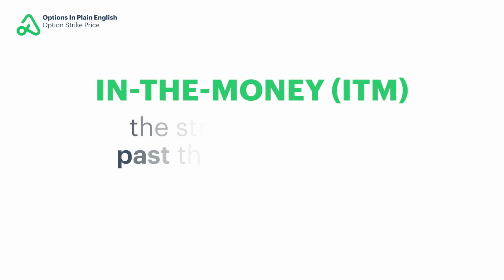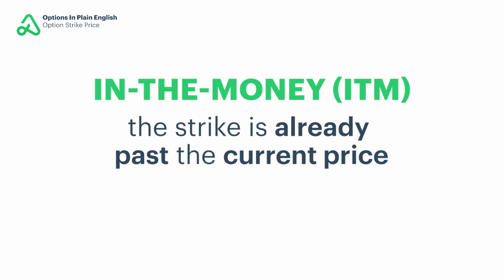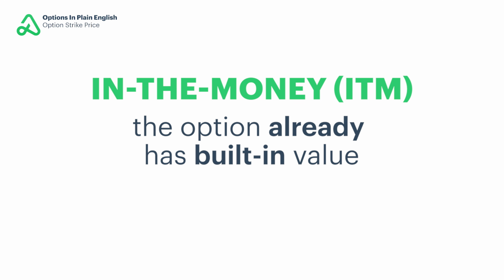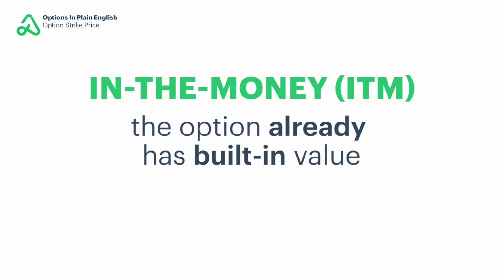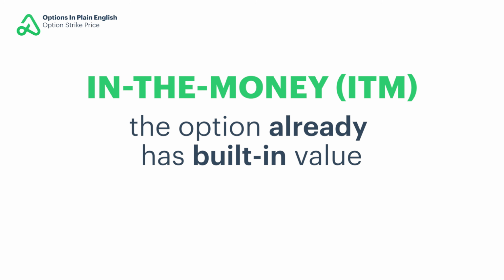So here's the framework that makes that easy. In the money, at the money, and out of the money. In the money, which is ITM, means the strike is already past the current price. In the money just means the option already has built-in value. If you used it right now, you'd get a better price than the market. These usually cost more, but they tend to respond more to the stock, more stock-like.